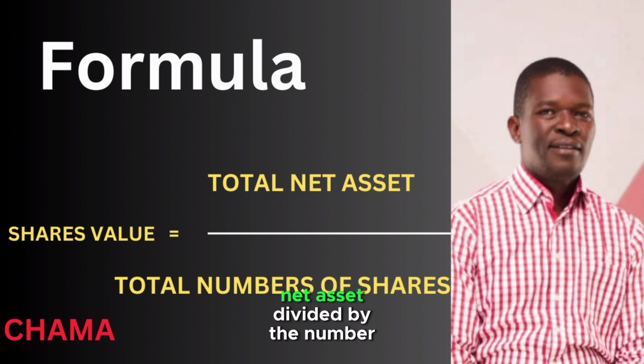And share value now will be CHAMA net asset divided by the number of shares, and the number of shares here is 100. So it will be 800,000 divided by 100. Now the value per share of that group will be 8,000. So if you divide 800,000 by 100, you will get 8,000, and that's how simply you can arrive at the value of shares in your group.